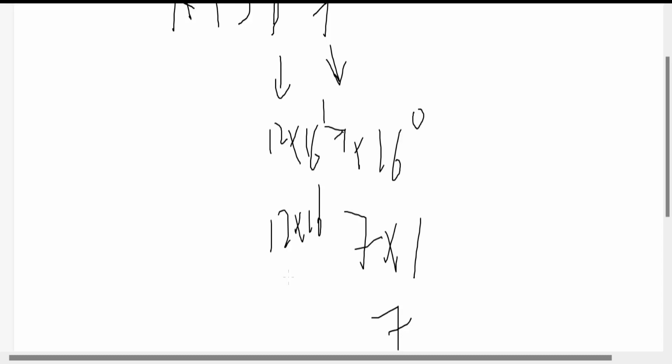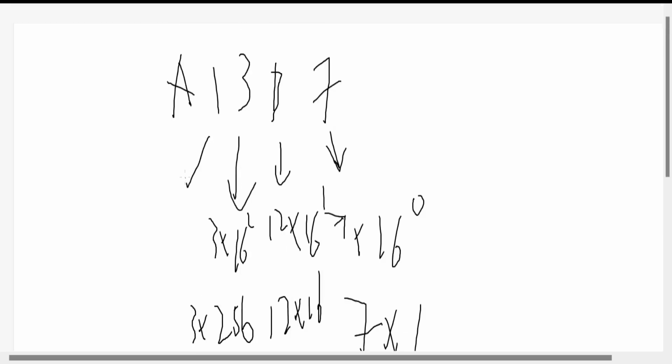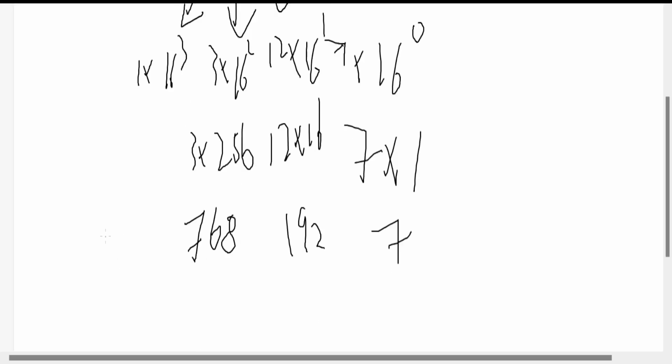So 12 times 16 is 192. This is 3 times 16 to the power of 2, which means 3 times 16 squared, which is 256. 256 times 3 is 768. This one here represents 1 times 16 to the power of 3, which is starting to get larger and larger. So that is 1 times 4096.